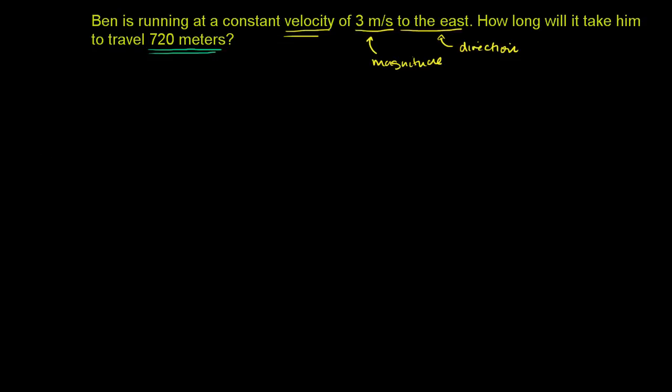So let's just remind ourselves a few things. And I'll do it both with the vector version of it, and maybe they should say, how long will it take him to travel 720 meters to the east? To the east, to make it clear that it is a vector quantity, so that it's displacement as opposed to just distance. But we'll do it both ways.